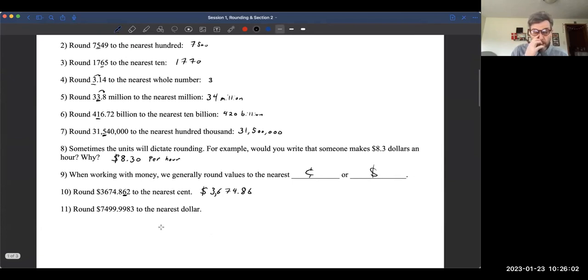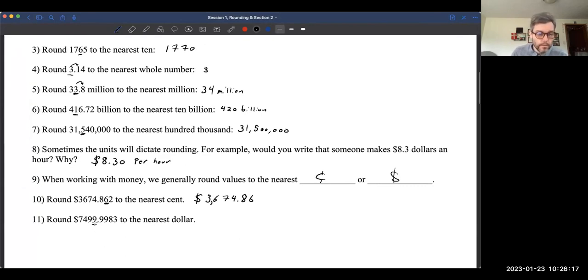Let's try the next one. Round $7,499.9983 to the nearest dollar. So where's the dollar? There's the dollar. Let me make that a little bigger for you. There is the dollar. So we need to decide, is this 9 going to get larger? I look to the next value. This 9 says that it is going to get larger. But if this 9 gets larger, what does it go to? It goes to 10.